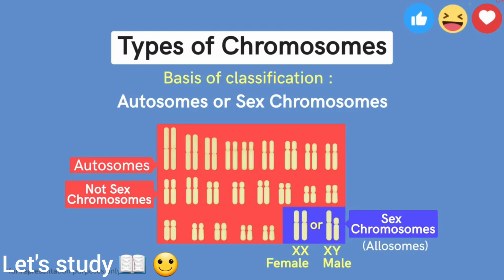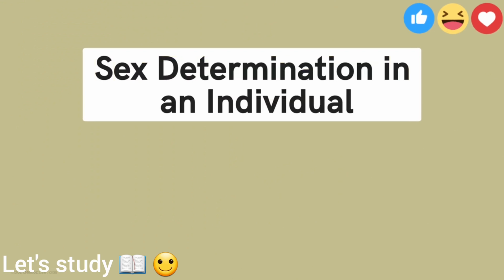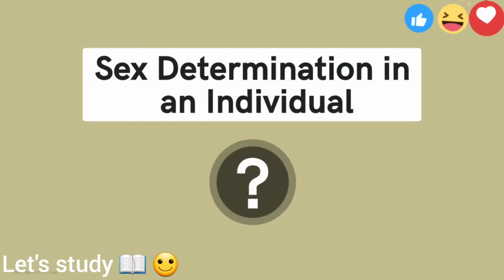The others, which are from 1st to the 22nd pair, are not the sex chromosomes. This makes them the autosomes. Both contain genes that code for proteins which make up our body. Now that we've understood the various types of chromosomes, can you tell me what helps in determining the sex of an individual? Is it only the chromosomes? Or is it some other factor too?